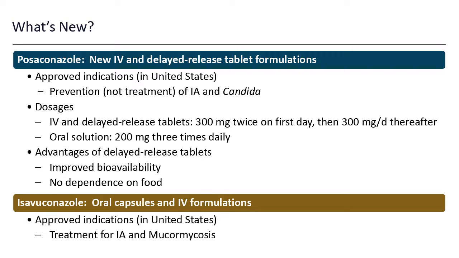Now, there are two new drugs. Karen has alluded to posaconazole. There are new IV and delayed-release tablet formulations. These are approved for prevention in the United States, not for treatment. And Karen has alluded to the delayed-release tablets. I would make one cautionary note to all of you: the dose is different than that of the oral solution. The oral solution that many of us have used over the years was given 200 milligrams 3 times a day, but the new formulations are given 300 milligrams twice on the first day as a loading dose, and then once daily at a dose of 300 milligrams thereafter.